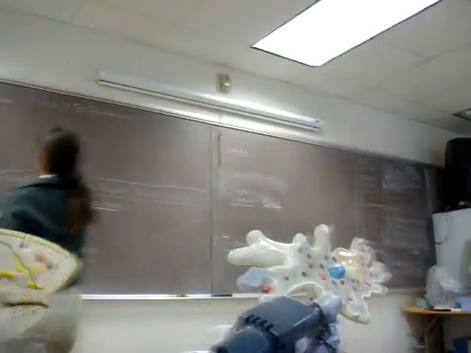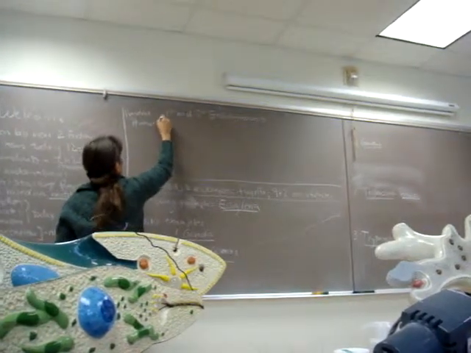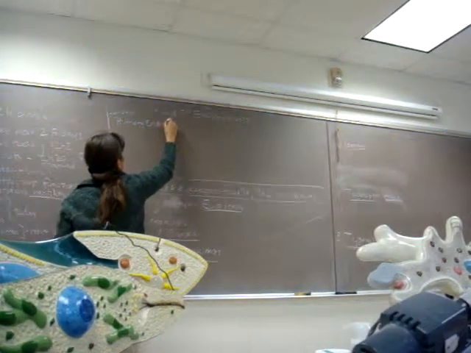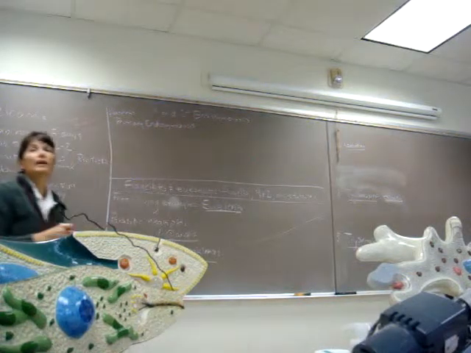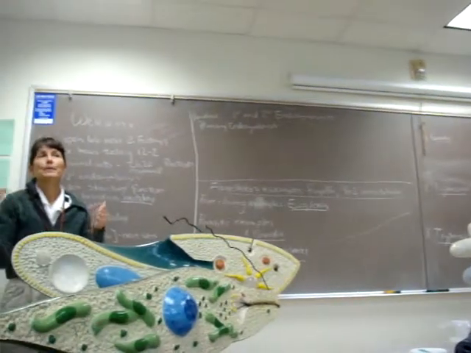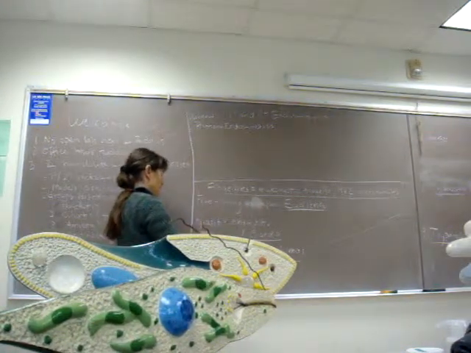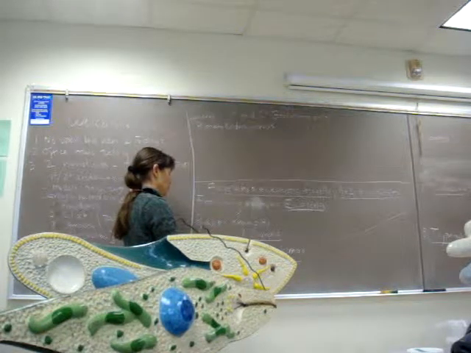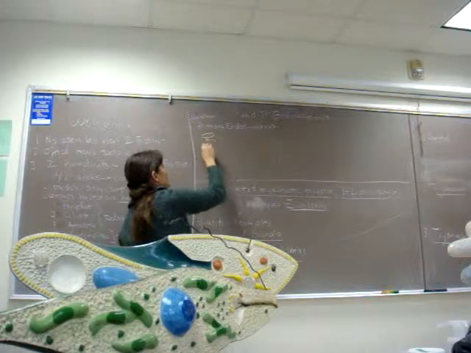Okay, so primary endosymbiosis explains the evolution of eukaryotic mitochondria and chloroplasts. Okay, so I'm just going to do this very quickly. Okay, so way back sometime, maybe like 2.6 billion years ago, there was a primitive aerobic respiring bacterium.